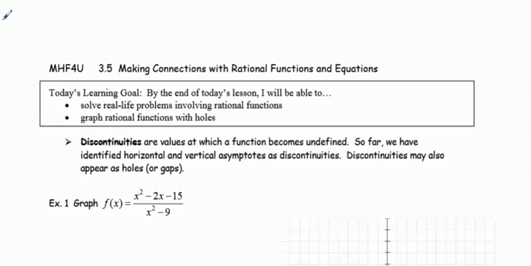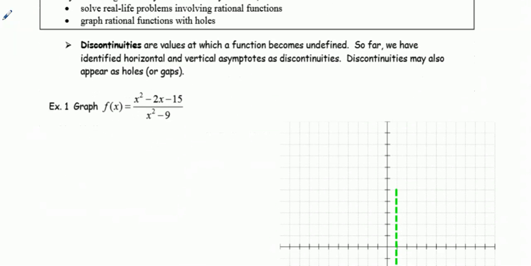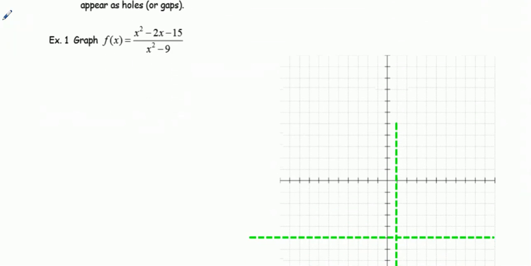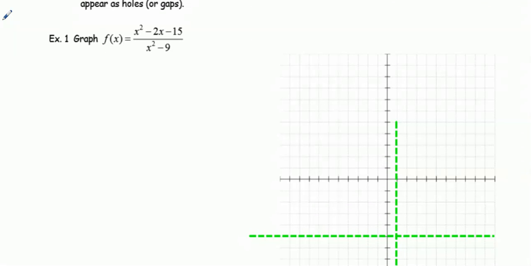Okay, so a discontinuity is just a value at which a function becomes undefined. And so far you know two types of discontinuities, horizontal and vertical asymptotes. Another discontinuity is going to be this hole, and we'll see how holes arise. So I could give you this example. Graph f of x equals x squared minus 2x minus 15 over x squared minus 9.